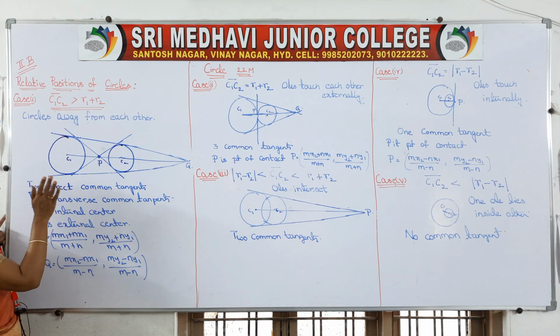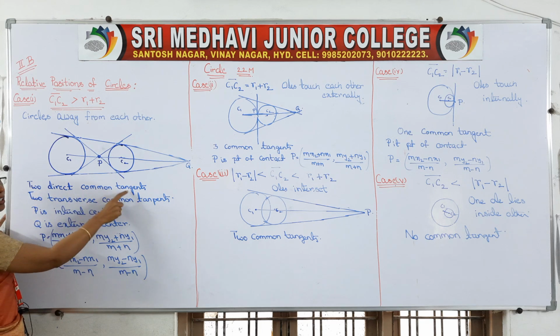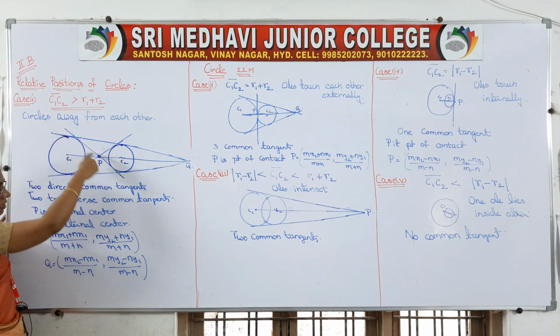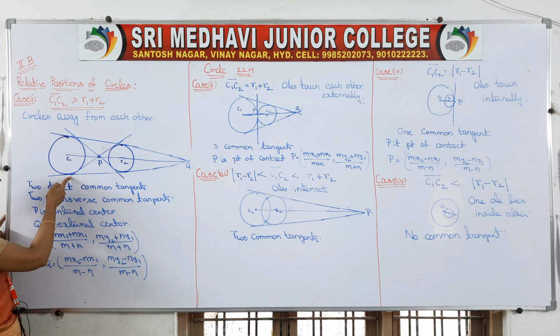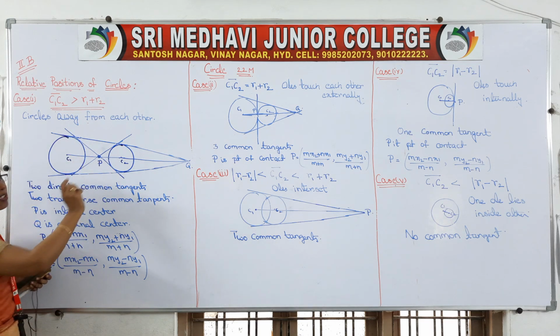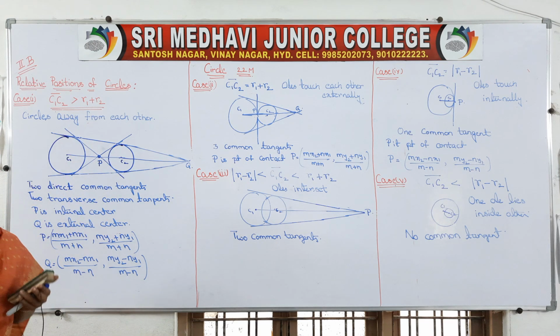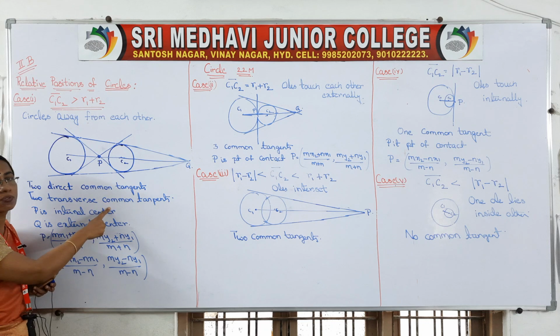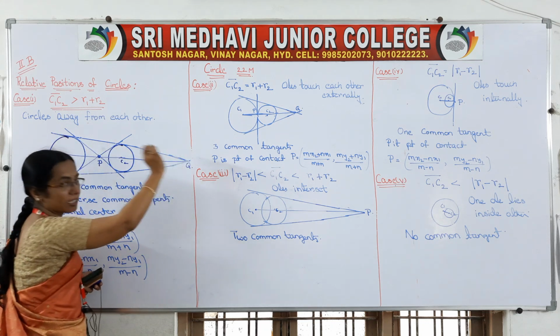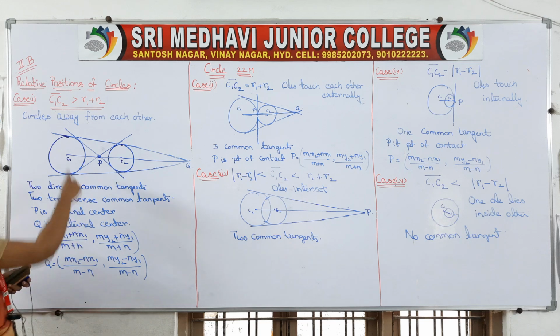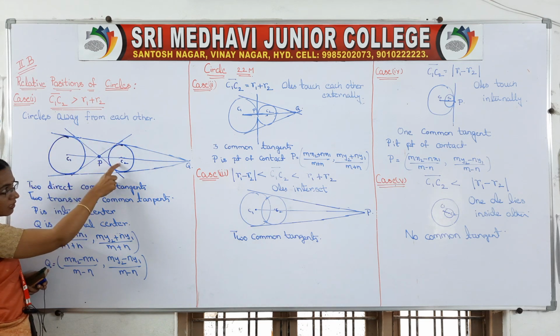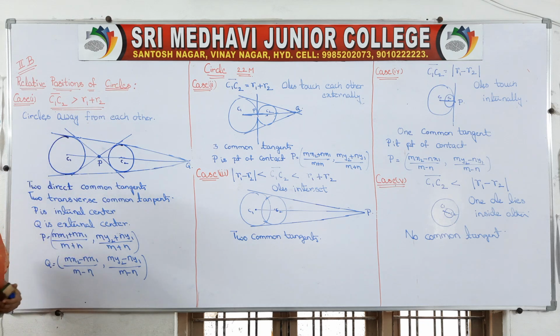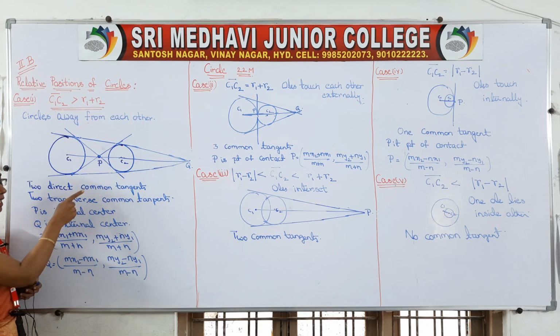So they are called direct common tangents. Two direct common tangents will be there, and this is also one tangent, this is another tangent. These are called transverse common tangents. So two transverse common tangents will be there. New terminology, I will say it once again: direct common tangent, transverse common tangent. If we take the tangents directly, they are direct common tangents. The tangents which intersect on C1C2 are called the transverse common tangents. Two direct common tangents, two transverse common tangents will be there.